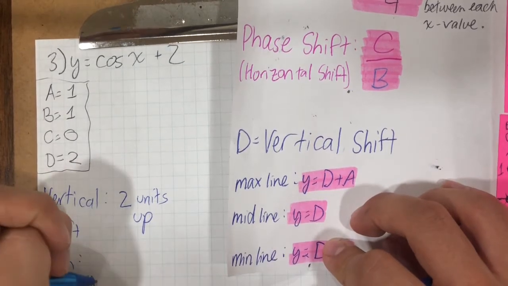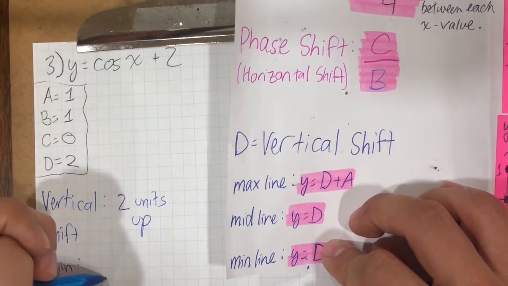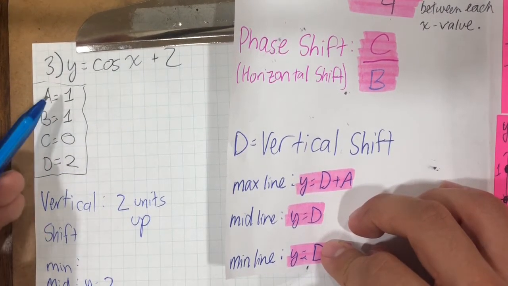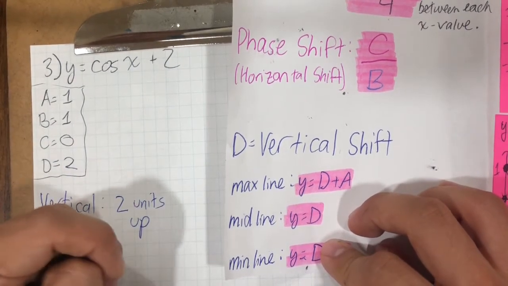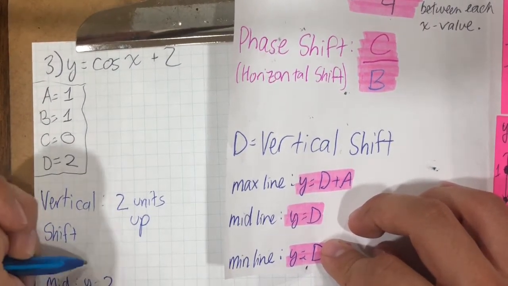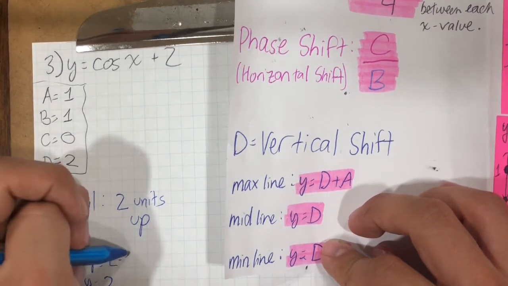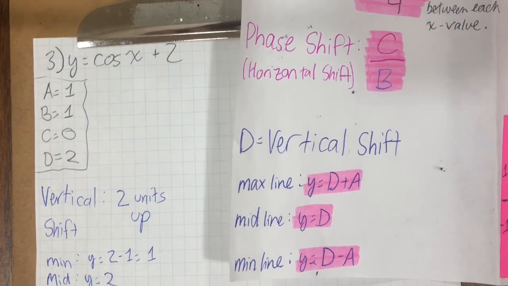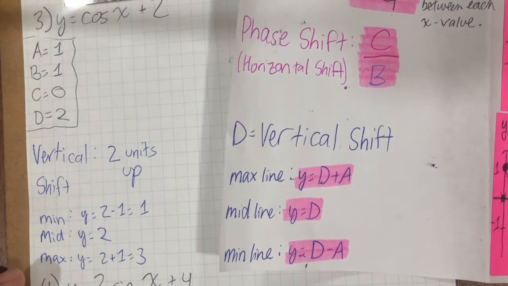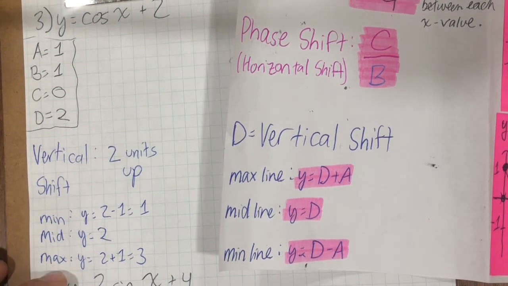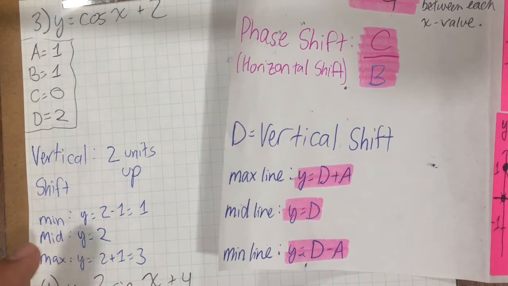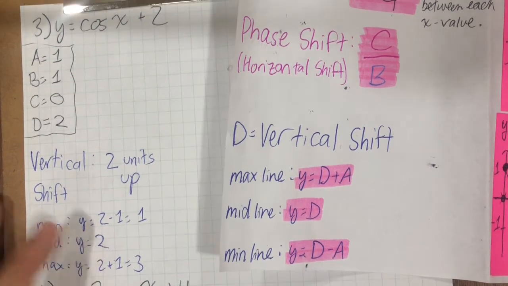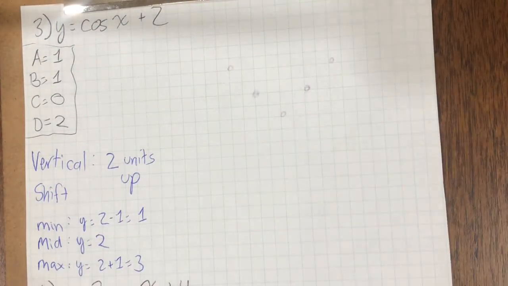So for the mid, it's always going to be the number that equals D, which in this case is 2. And then we have the max. So the max, I'm going to take my 2 and add it to my number for A, which is 1. So we have 2 plus 1, which is 3. And then for the min, I'm going to take my 2 and subtract 1, and I end up with a 1. So now all of my maximum points are going to be at y equals 3. All of my points for the minimum are going to be at y equals 1, and all of my midpoints are going to be at y equals 2. So I'm going to go ahead and make my graph.